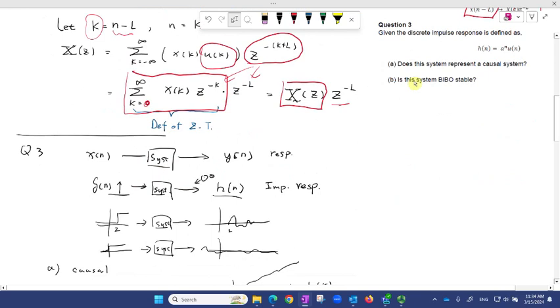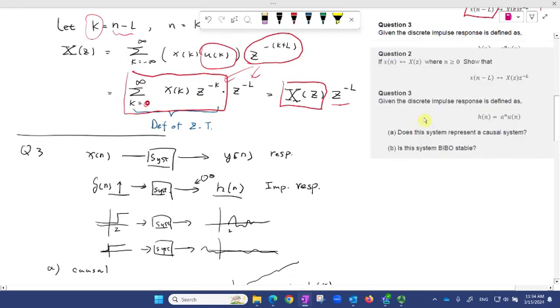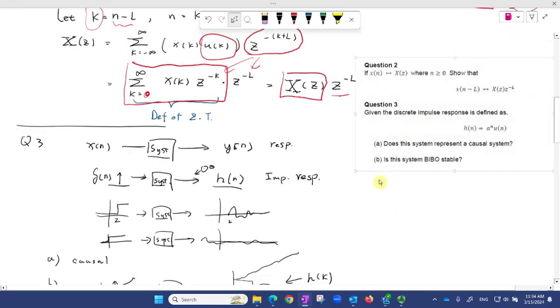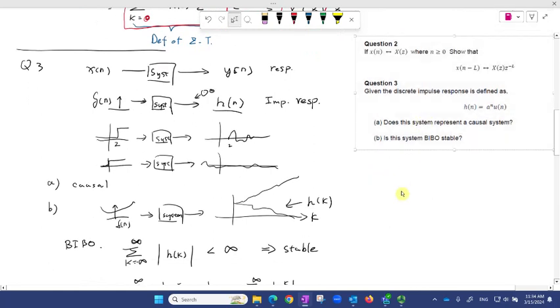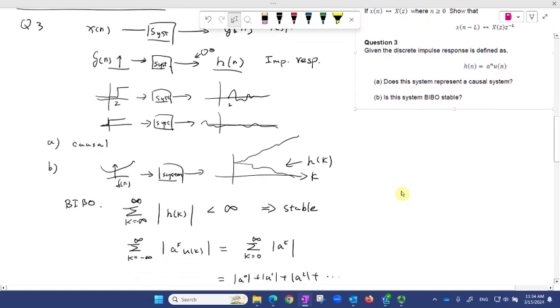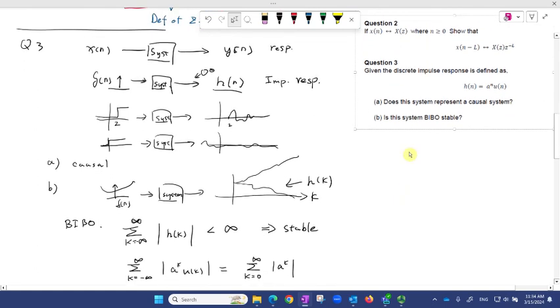Okay, so part 3, let me bring this down. Part 3 is also not very complicated. Question 3 is talking about an impulse response defined as that. Does the system represent a causal system?